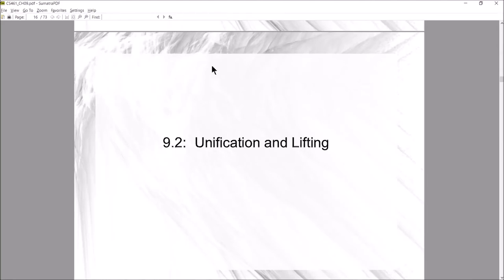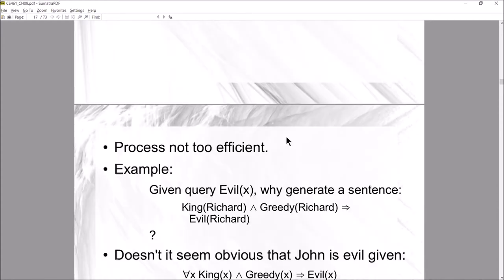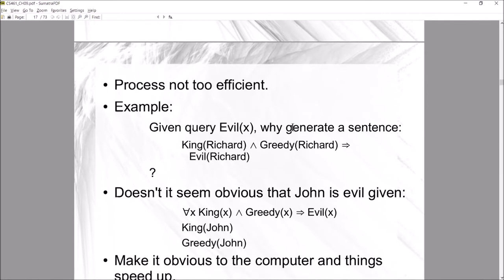We're going to dig into section 9.2 right now, and it's a rather short section. This section is going to introduce the concepts known as unification and lifting, as well as an inference rule for first-order logic known as generalized modus ponens. So let's get started.